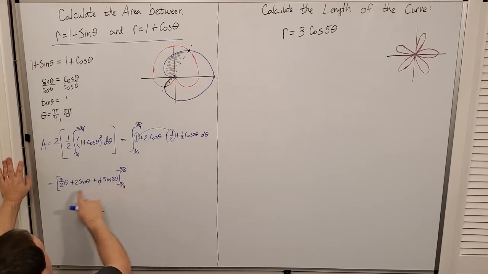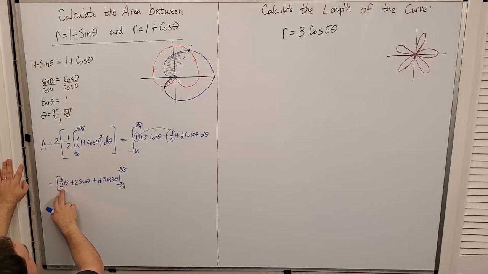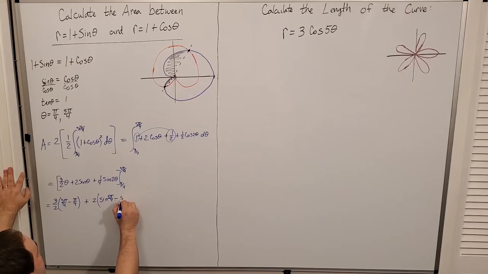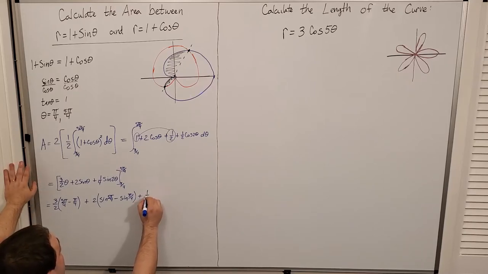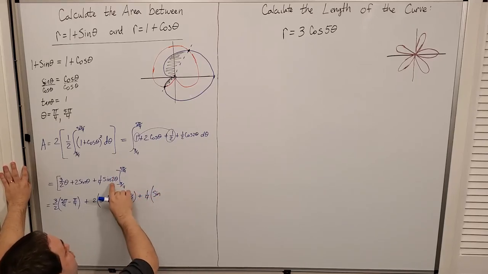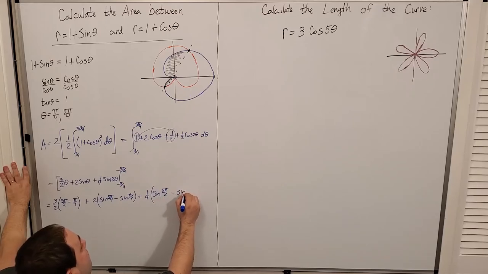So here we go. I'm going to do each one of these a piece at a time. In other words, I'm going to do the 3 over 2 and then do top minus bottom. So that's 3 over 2 times 5 pi over 4 minus pi over 4, because all it is is plugging it in for theta. Plus 2 times sine 5 pi over 4 minus sine of pi over 4. Plus 1/4 times, now here we go, sine of 2 times 5 pi over 4, that's sine of 5 pi over 2, minus sine of pi over 2.